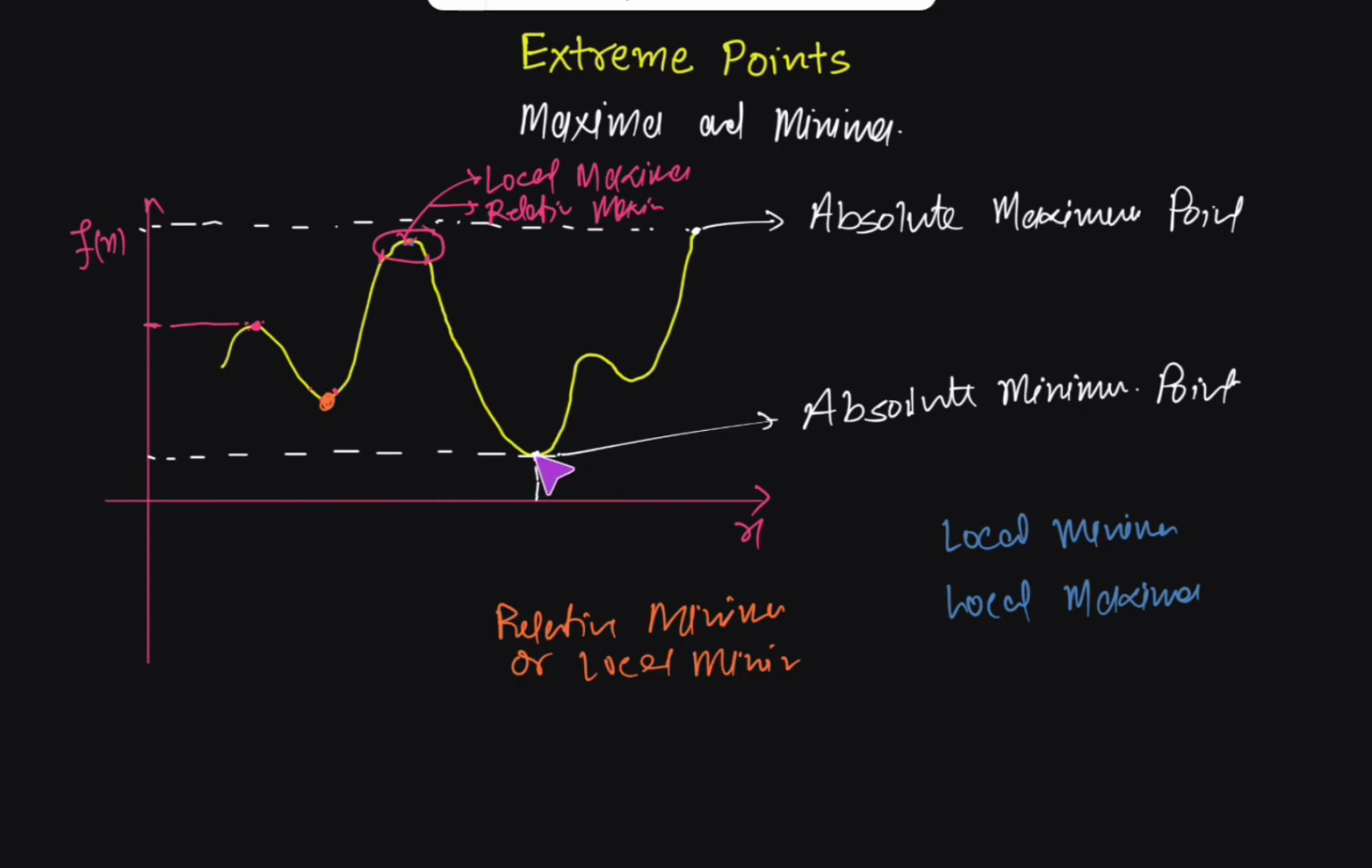This point is representing the absolute minima, and this point is locally minimum as well as absolutely minimum. So every absolute minimum point is also relatively minimum. Similarly, this point is representing the locally maximum point. This point is representing the locally minimum point.